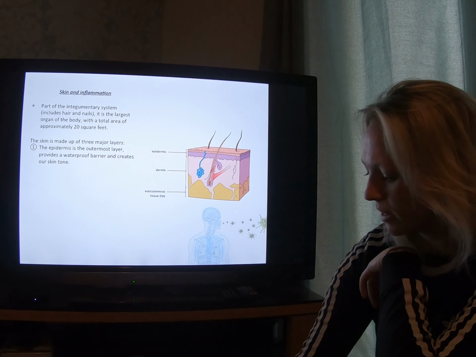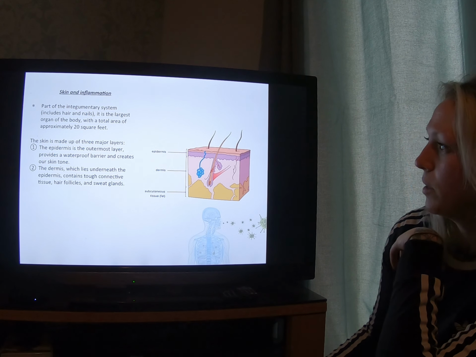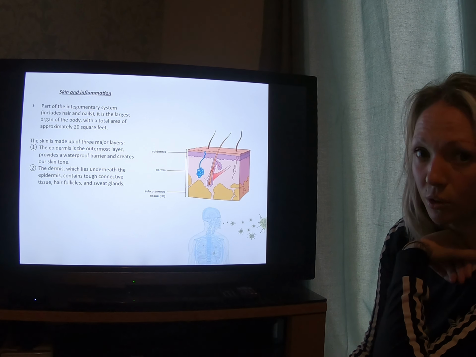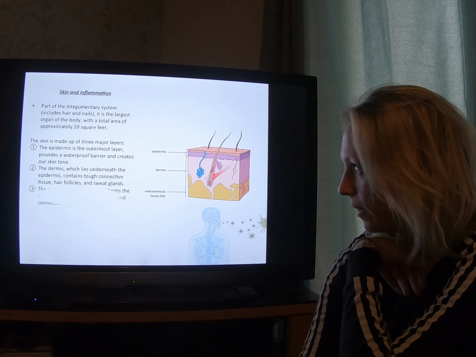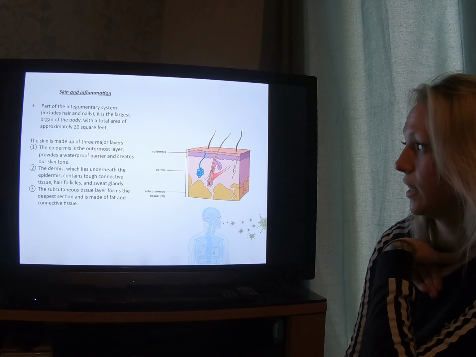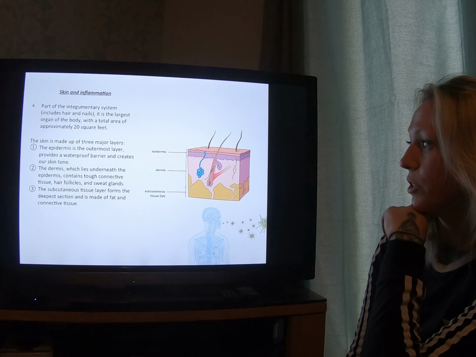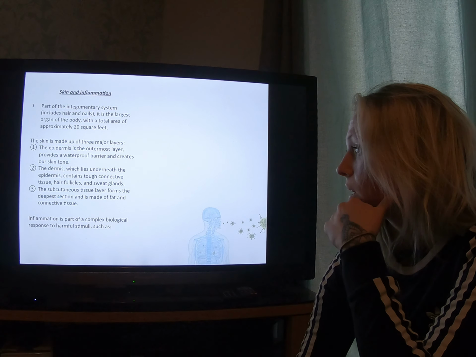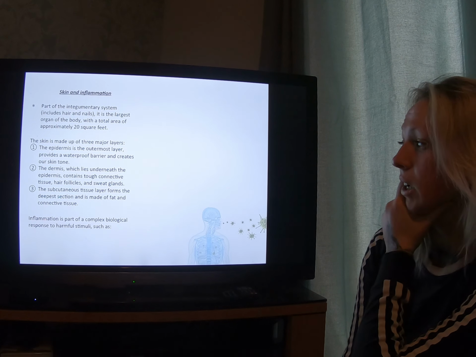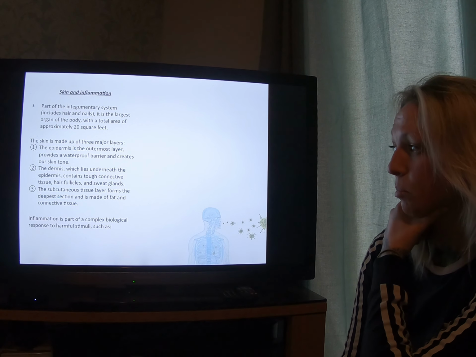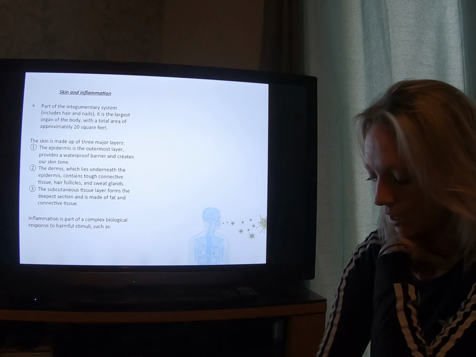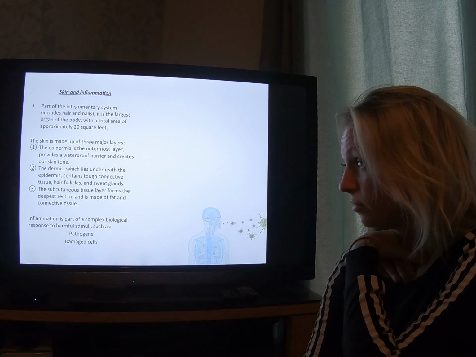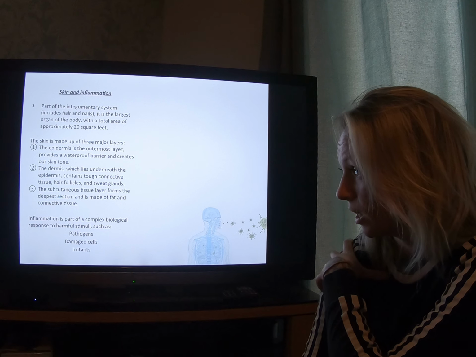And then we've got the dermis. The dermis lies beneath the epidermis. It contains tough connective tissue, hair follicles and sweat glands. And then at the bottom, you've got the subcutaneous tissue, and that forms the deepest section. It's made of fat and connective tissues. So inflammation is a part of a complex biological response to harmful stimuli, things such as pathogens, damaged cells, and irritants.